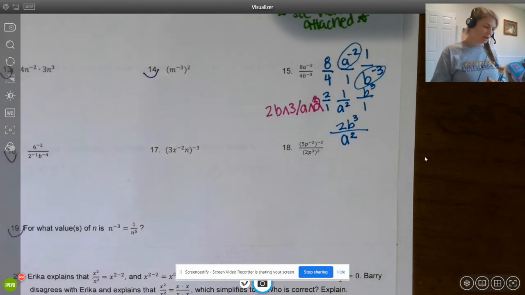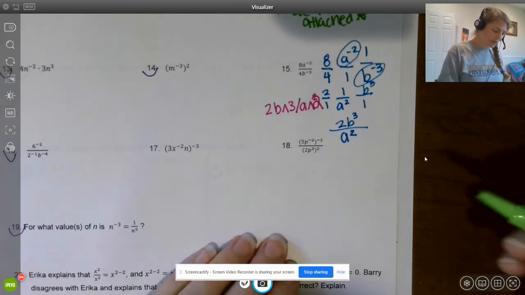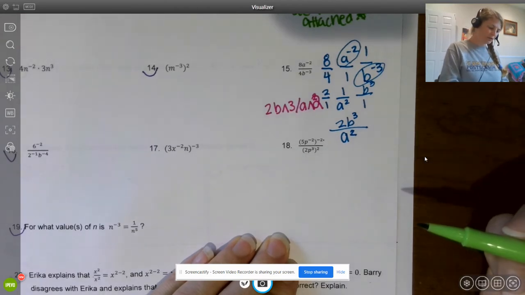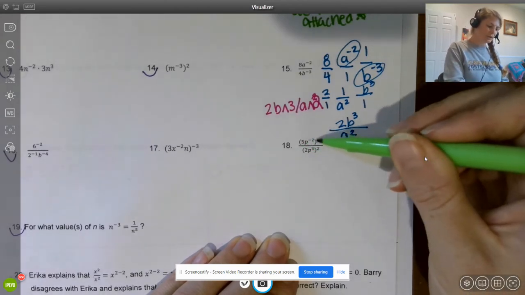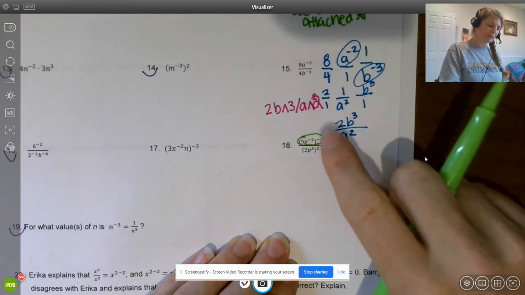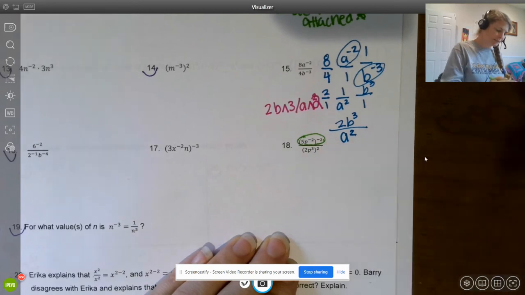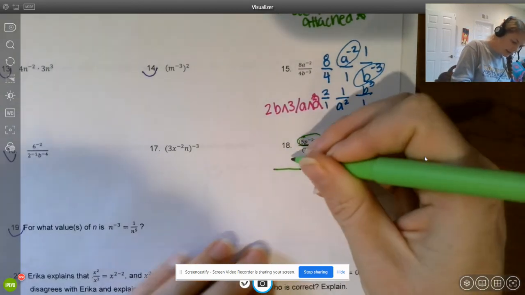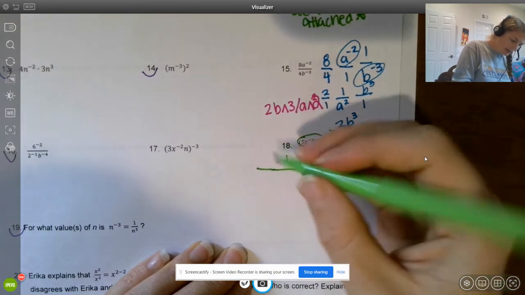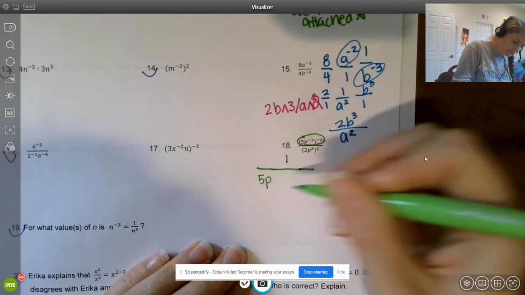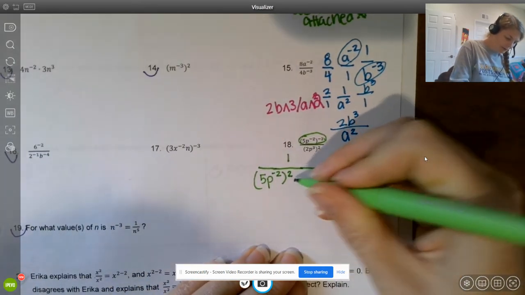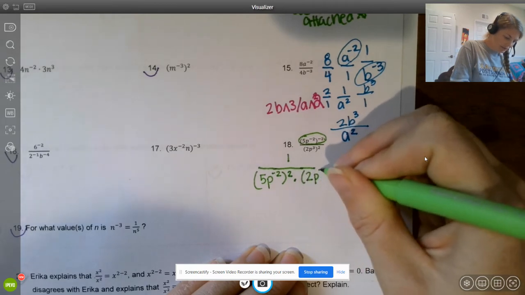Okay, so taking a look at 18, notice here we have a negative exponent in the numerator, so it belongs to this whole entire power. So I'm going to bring that whole power to the denominator, and just the exponent on the outside is going to change its sign. So from here, I'm just going to have 1 up in the numerator, and I'm going to have 5p still to the negative 2nd, but now it's to the positive 2, times 2p to the 3rd all to the 2nd power.